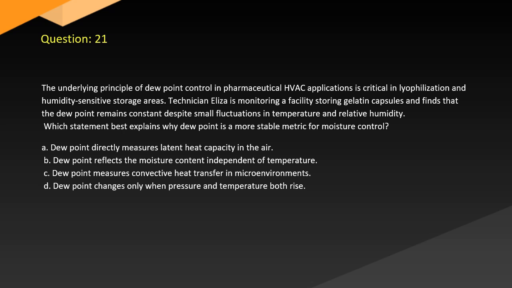Question 21. The underlying principle of dew point control in pharmaceutical HVAC applications is critical in lyophilization and humidity-sensitive storage areas. Technician Eliza is monitoring a facility storing gelatin capsules and finds that the dew point remains constant despite small fluctuations in temperature and relative humidity. Which statement best explains why dew point is a more stable metric for moisture control? A. Dew point directly measures latent heat capacity in the air. B. Dew point reflects the moisture content independent of temperature. C. Dew point measures convective heat transfer in microenvironments. D. Dew point changes only when pressure and temperature both rise.